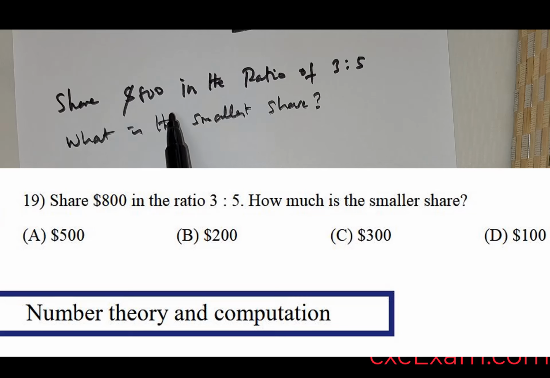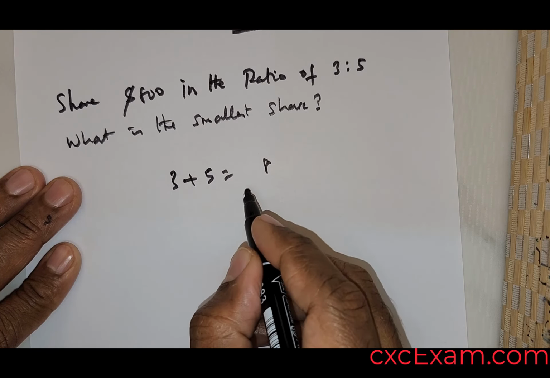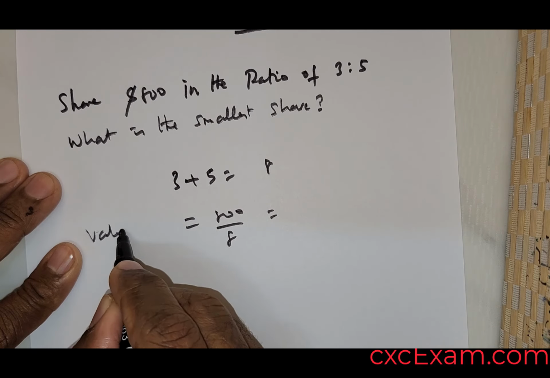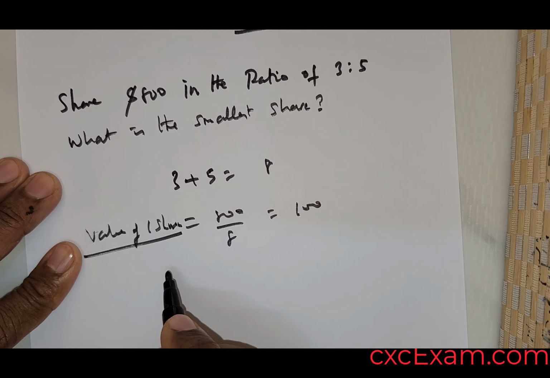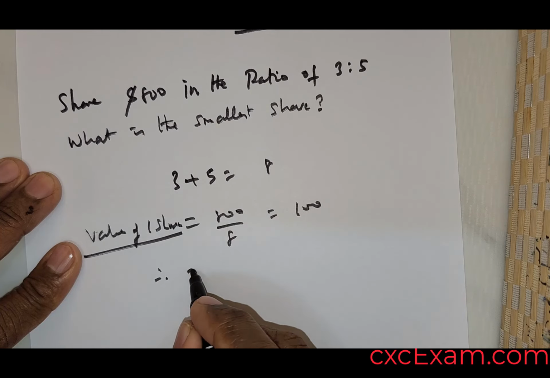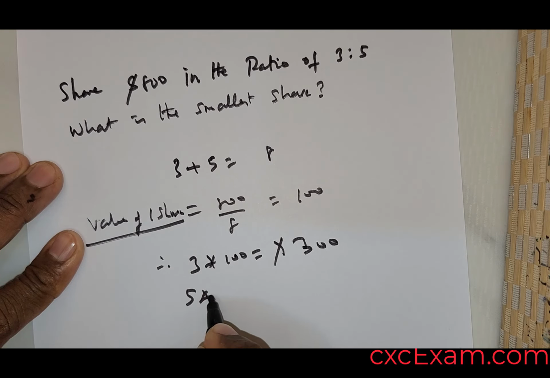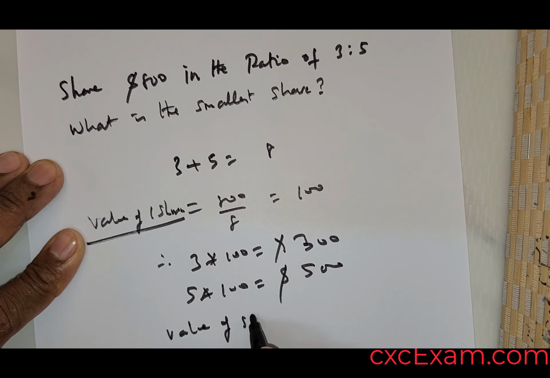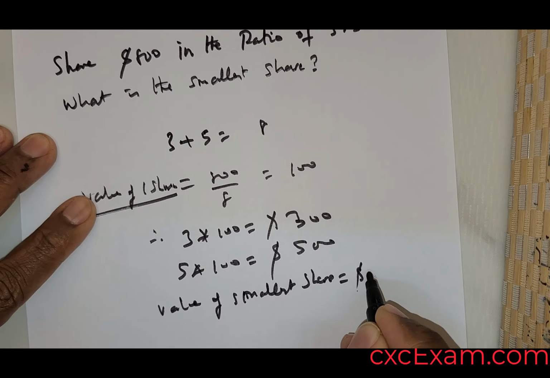Now share $800 in the ratio of 3:5. So first you add 3 to 5, you get 8, and then what you have to do is divide 800 by 8. That will give you the value of 1 share. So that's going to be 100. So therefore 3:5. So 3 times 100, that's $300, and 5 times 100, that's $500. So the value of the smallest share is going to be $300.